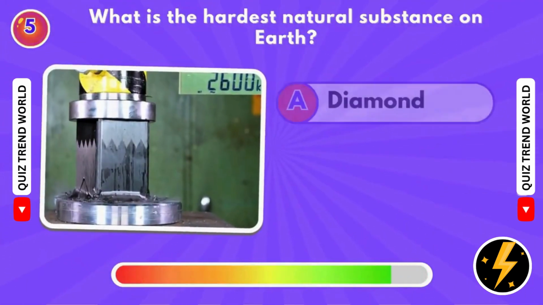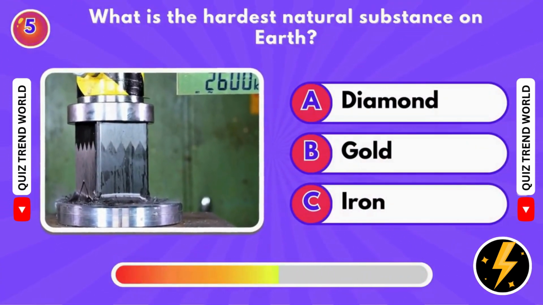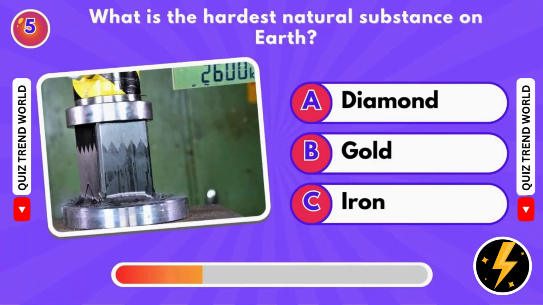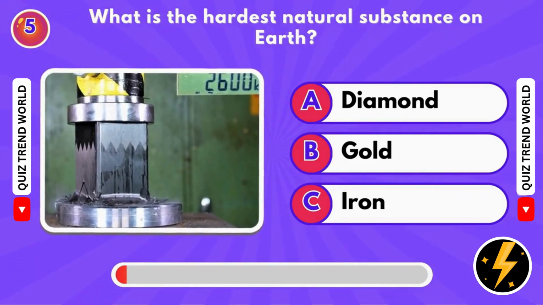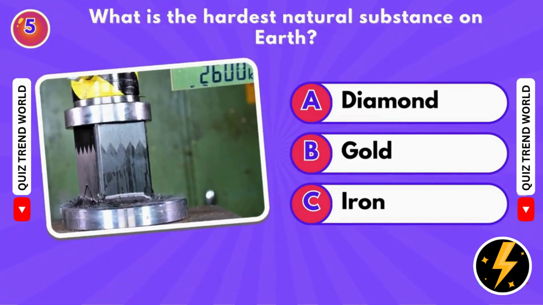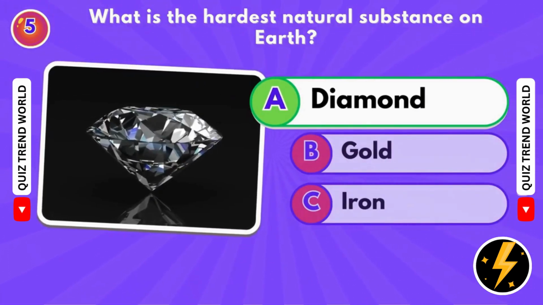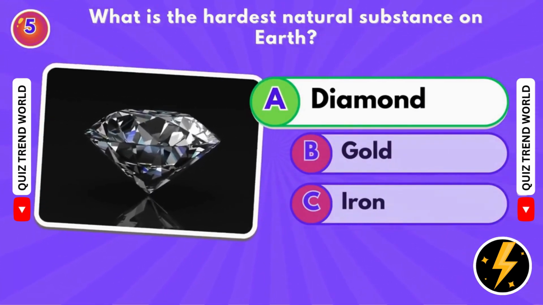What is the hardest natural substance on Earth? Diamond, gold, or iron? Diamond. Diamond is the hardest naturally occurring substance found on Earth.